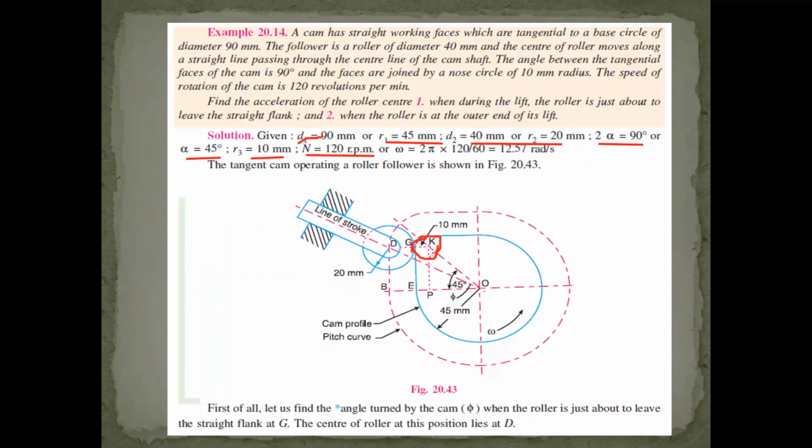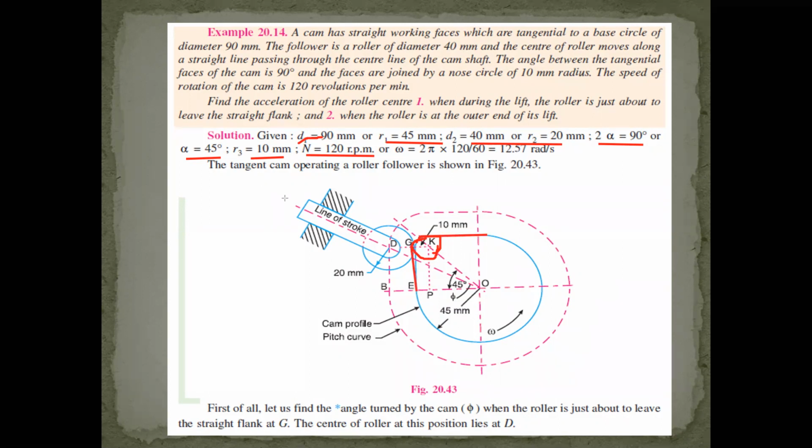Now draw the tangential lines to our base circle and nose circle. When we draw the tangential lines, it seems like this. Those straight lines are tangential. These are the tangential lines.